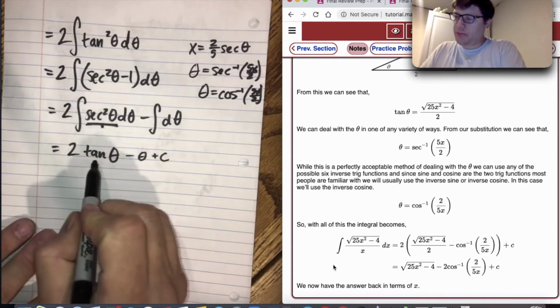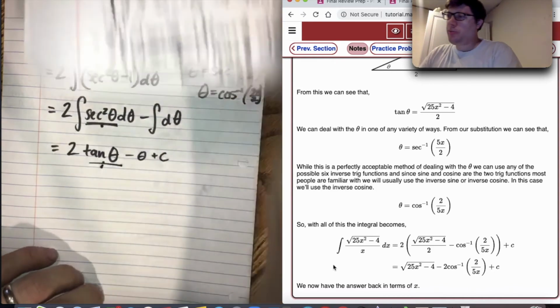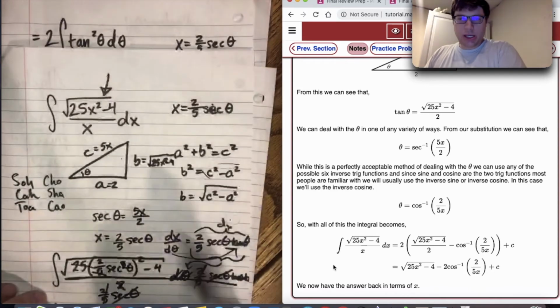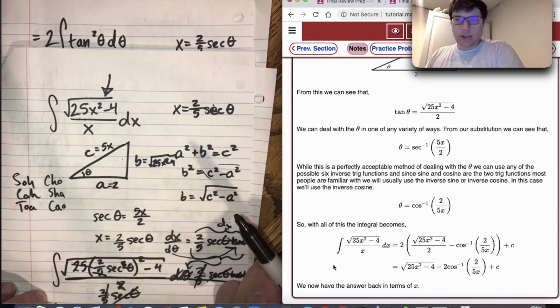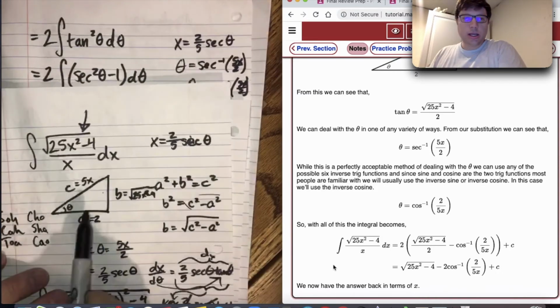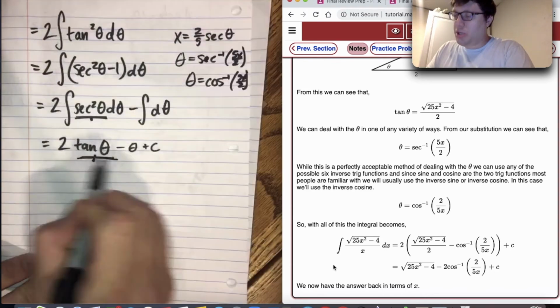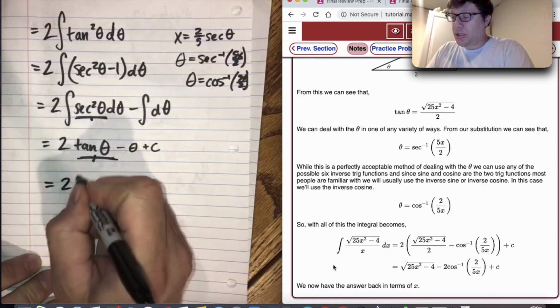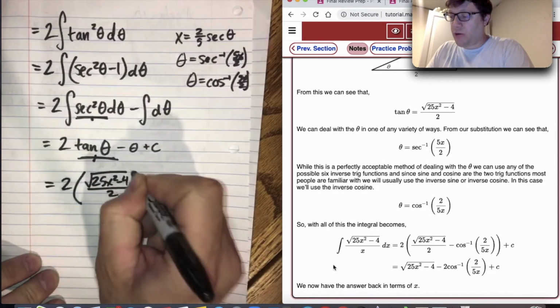They're able to do something with this. What are they able to do with this? Tangent of theta. I wonder if we bring this back in. That would be this over this. Why not? Okay, so bringing back in the triangle that was in part of the problem, tangent of theta is square root 25x squared minus 4, all of that over 2.